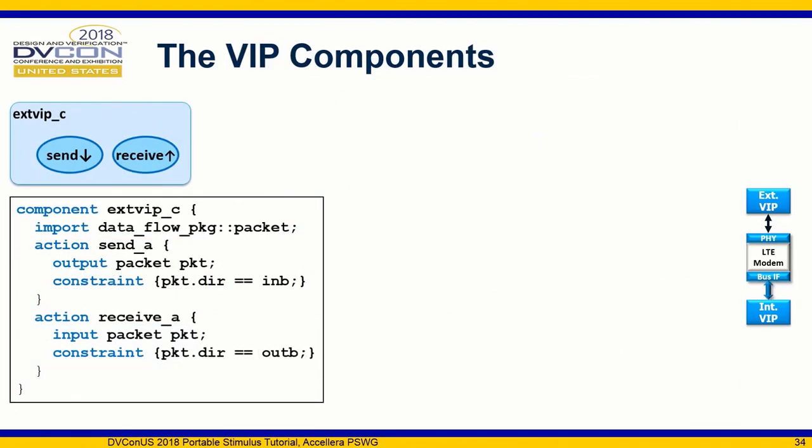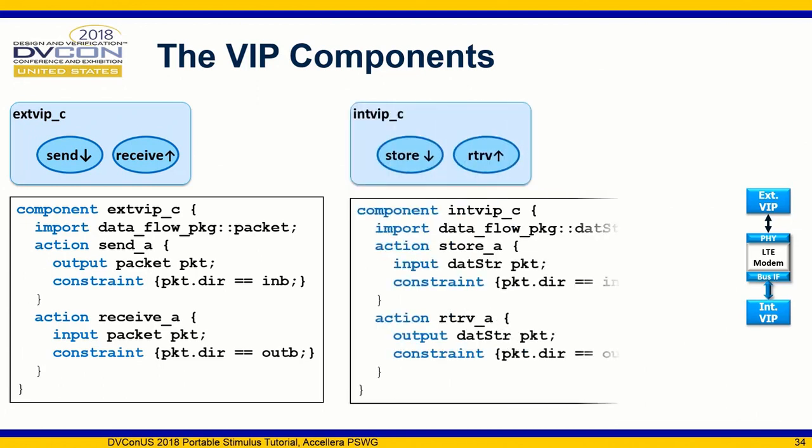The VIP components themselves also have behaviors associated with them. So in the external VIP, we have send and receive. Notice send only has an output that is inbound, and receive only has an input that is outbound, because we don't care what's going to happen to those things on the other side of it. So we only specify what we care about as far as the intent of verifying the modem block. Right? And similarly, the internal VIP is the same thing kind of in reverse. So the store data takes a stream as an input and is inbound, and the retrieve outputs a data stream in the outbound direction.